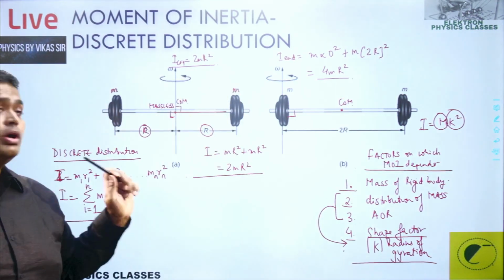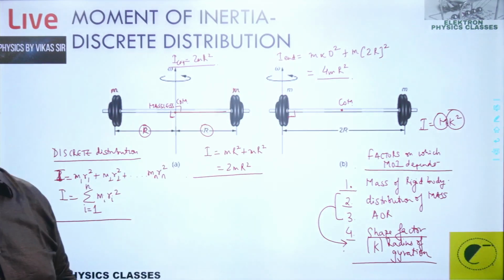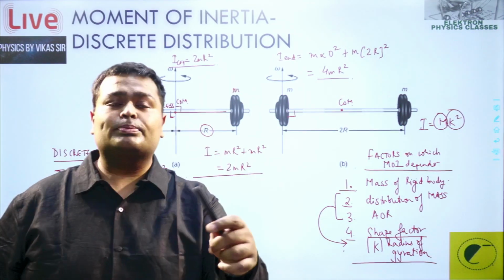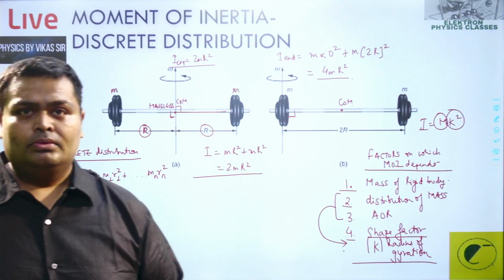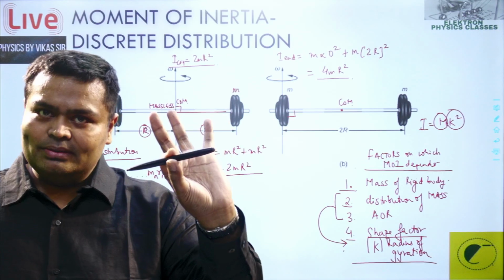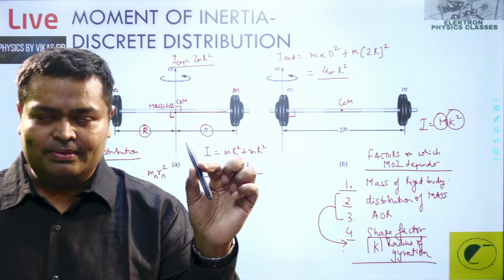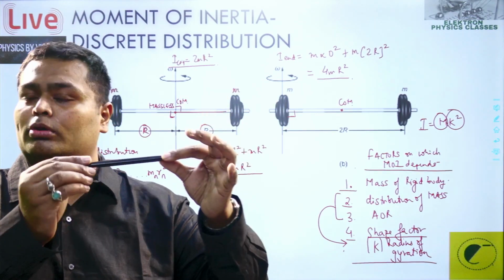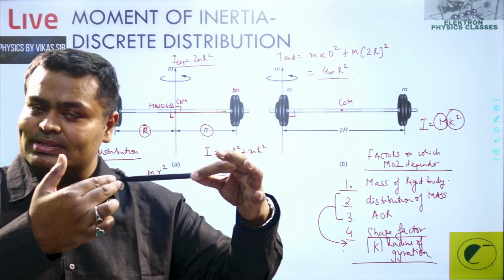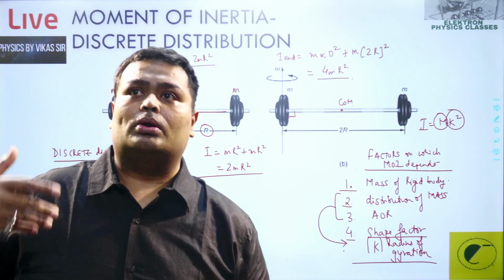This was having 2 mr square. That is having 4 mr square. Which is more? That one. And that's what I explained to you beforehand also, that if I take it from the center, then the moment of inertia will be lesser. But if I take the axis at the end, this particle will be relatively more free. It will be at a farther distance, and therefore the moment of inertia will become stronger.